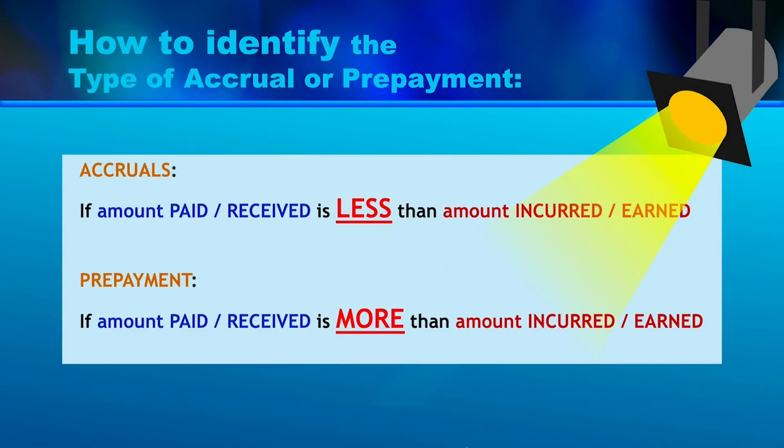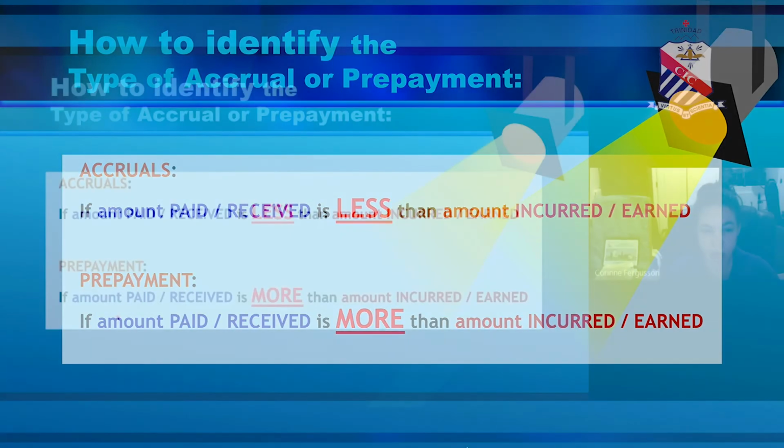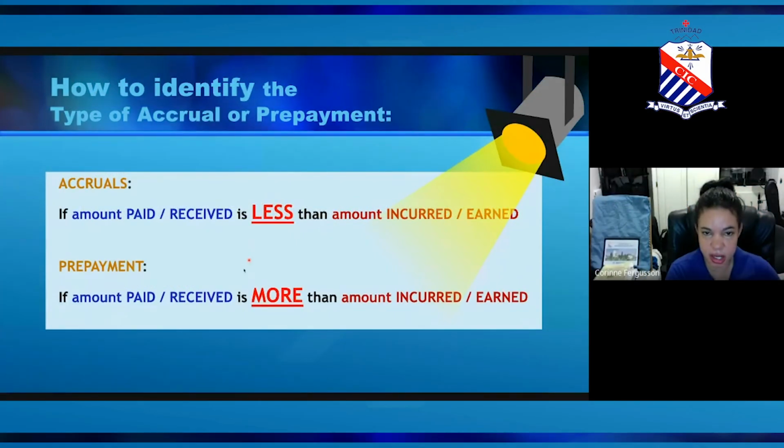If the amount paid or received is more than the amount incurred or earned, that is called a prepayment. So once again, the amount incurred or earned is how much you're supposed to get or pay. So if you get less than that, it means it's owing. But if you get more than that, or you pay more than that, it means it's a prepayment. You have paid or received in advance.